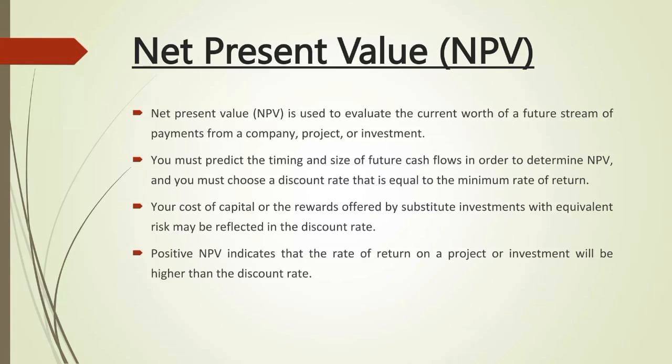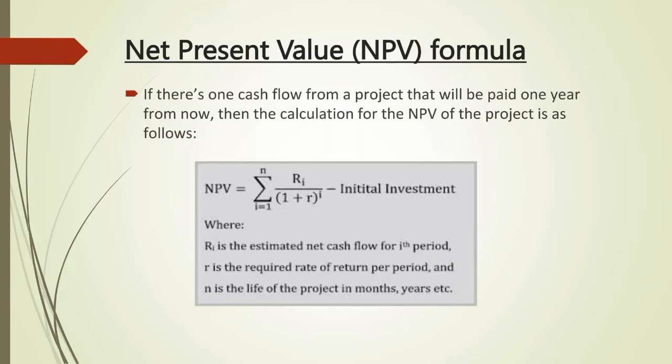Net present value. Net present value is used to evaluate the current worth of a future stream of payments from a company, project, or investment. You must predict the timing and size of future cash flows in order to determine net present value, and you must choose a discount rate that is equal to the minimum rate of return. Your cost of capital or the rewards offered by substitute investments with equivalent risk may be reflected in the discount rate. Positive net present value indicates that the rate of return on a project or investment will be higher than the discount rate.